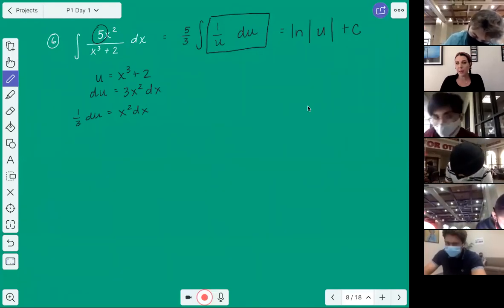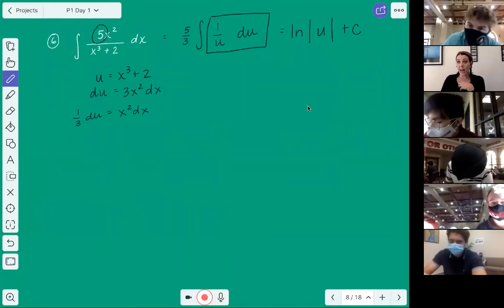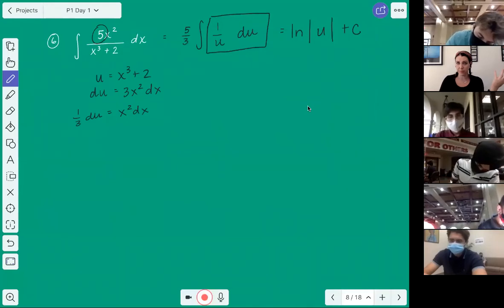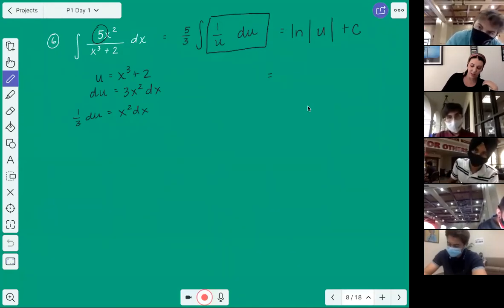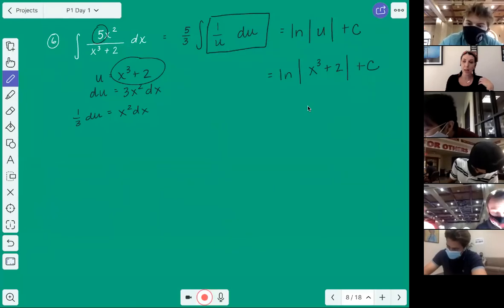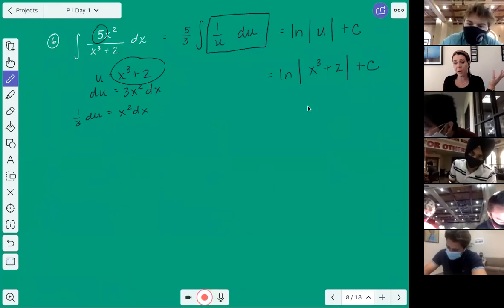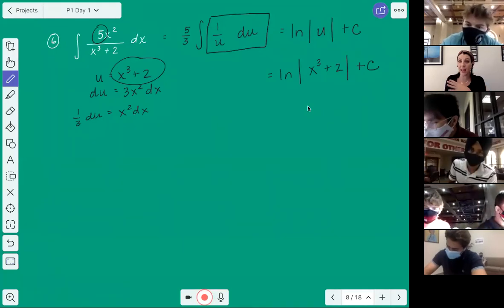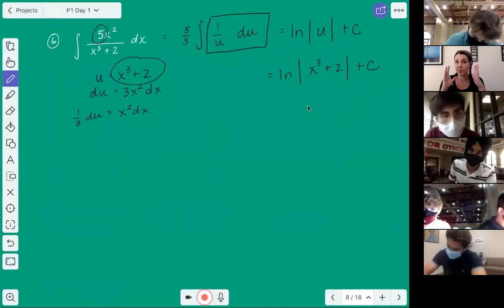So the reason we have an absolute value is because we know ln only works when you have a positive value in there. Like I can't take ln of -1. Okay, now our final answer is not this. Our final answer, we've got to plug our u back in. So we get ln of absolute value of x cubed plus 2 plus c. X cubed plus 2 is not always positive, so in order to have a real answer, I need my ln to be absolute value.